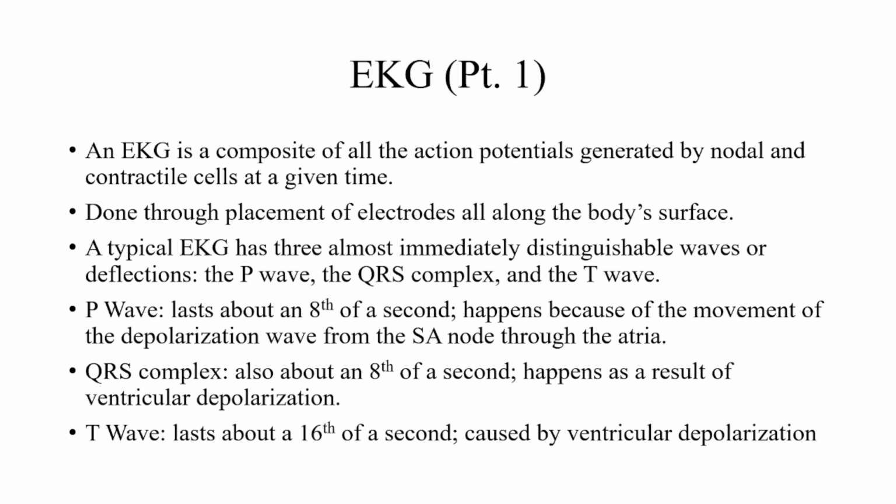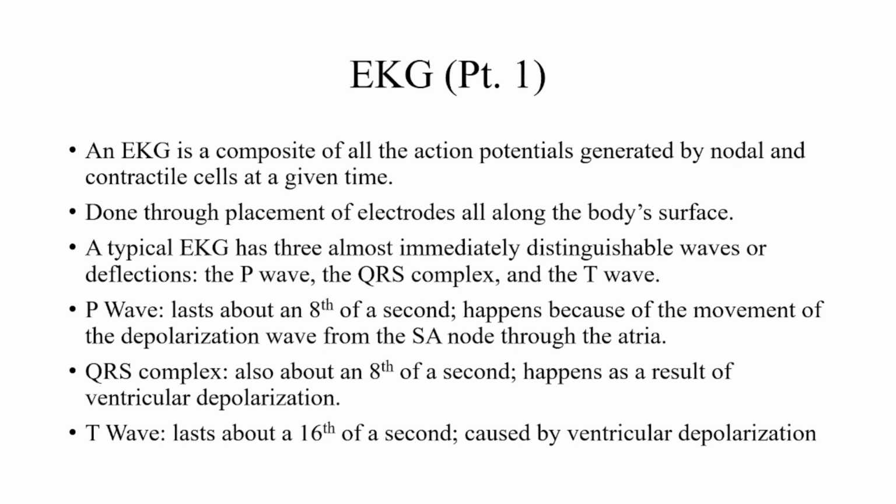Alright, now we're going to get into some practical stuff. We're going to be talking about an EKG. An EKG is a composite of all the action potentials generated by nodal and contractile cells at a given time. It's done through the placement of electrodes all along the body's surface. A typical EKG has 3 almost immediately distinguishable waves, or deflections: the P wave, the QRS complex, and the T wave.